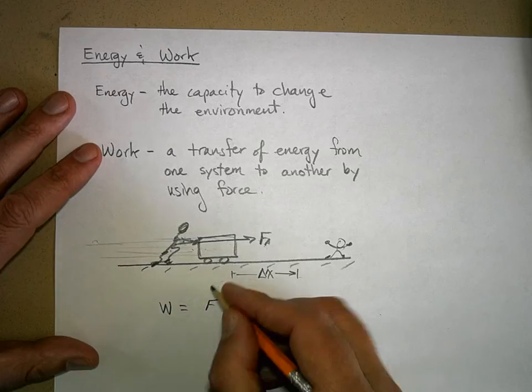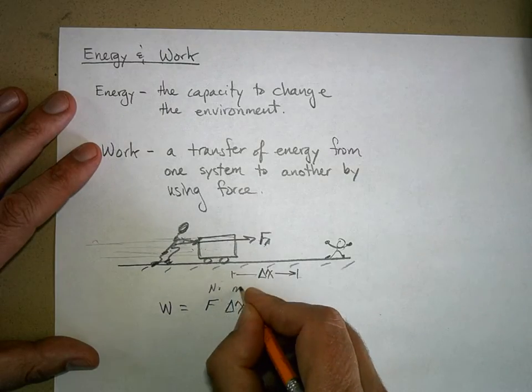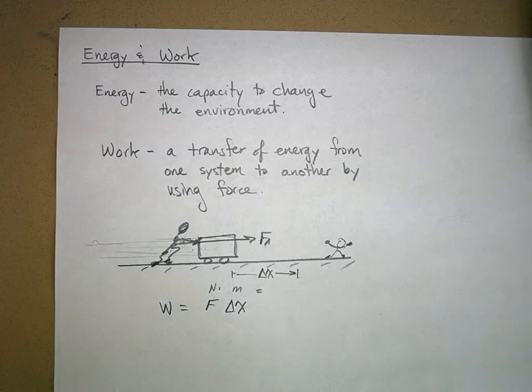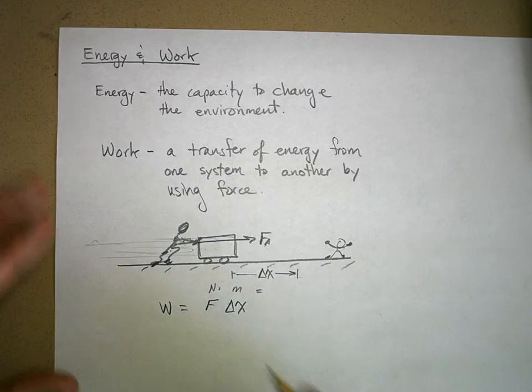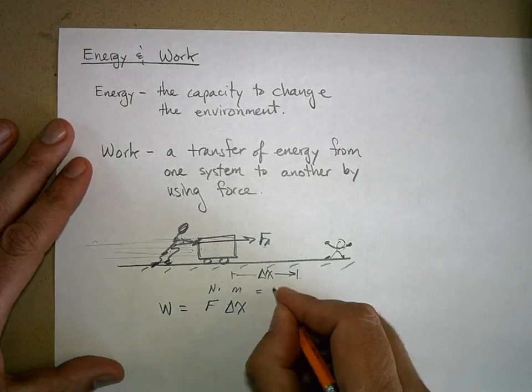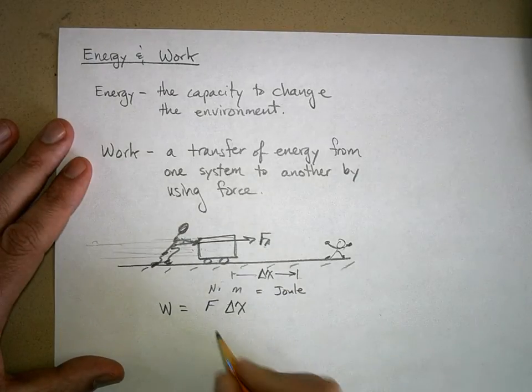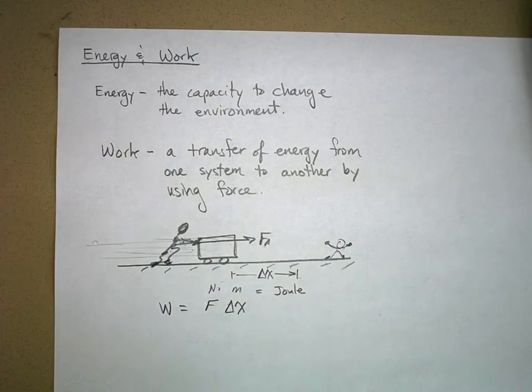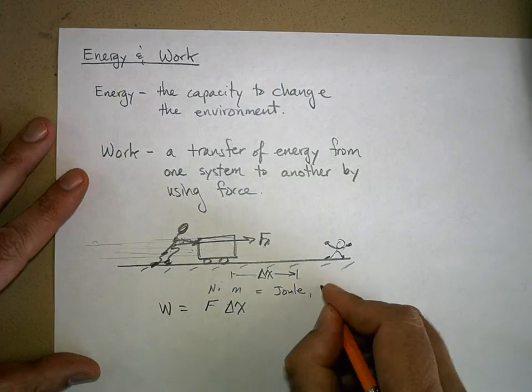Well, what is this? This is newtons times meters. We say a newton times a meter is a unit of work or a unit of energy that's been transferred, which means it's also a unit of energy. And a newton times a meter is called a joule. If you apply 1 newton of force through 1 meter of displacement, you have transferred 1 joule of energy. And we abbreviate it with a capital J.